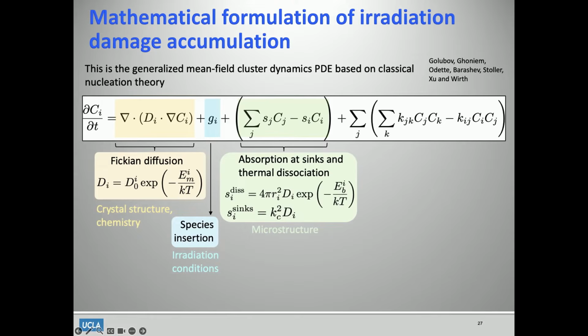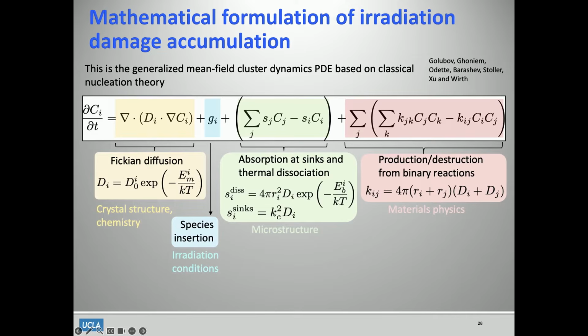Here you have all these defects that are being created, and they are now interacting with the microstructure. They're going to grain boundaries, like the helium does. They are going to free surfaces. They are going to dislocations, precipitates, whatever you have in there, the defects will find and interact with. And then finally, you have reaction kinetics. And reaction kinetics is generally truncated at second order, like you see here.